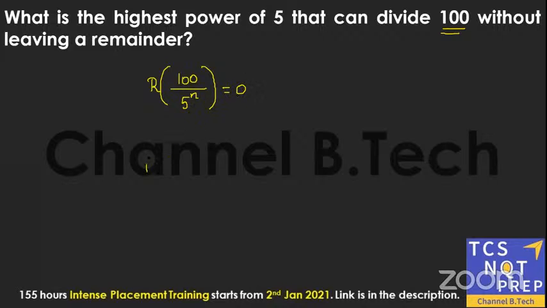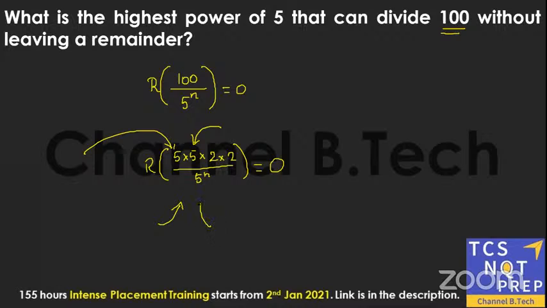Okay. Now, how can we express 100? Can we express 100 as 5 into 5 into 2 into 2, which is 25 into 4, which is 100, right? Divided by 5 power n, the remainder should be equal to 0. Now, in the numerator, you can see there are 2 5s. Am I correct? In the denominator also, if you put 2 5s, that is 5 into 5, this 5 and this 5 will get cancelled, and this 5 and this 5 will get cancelled.